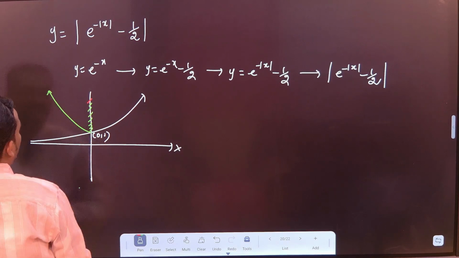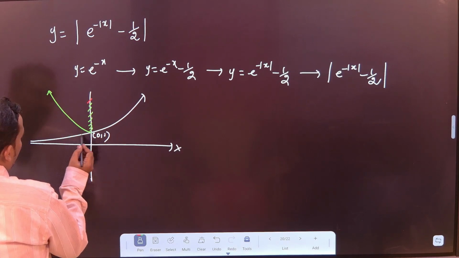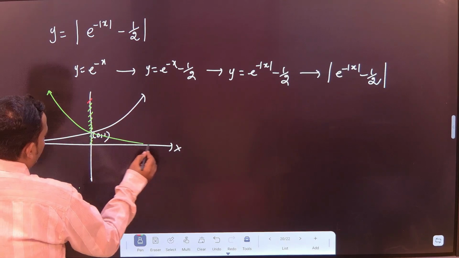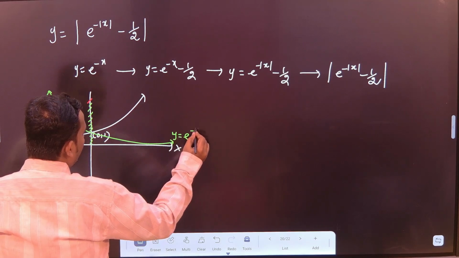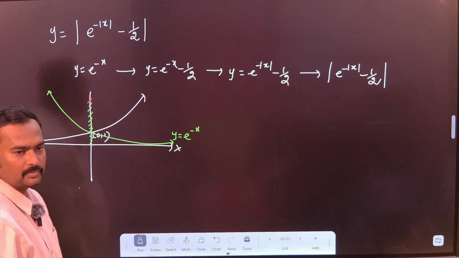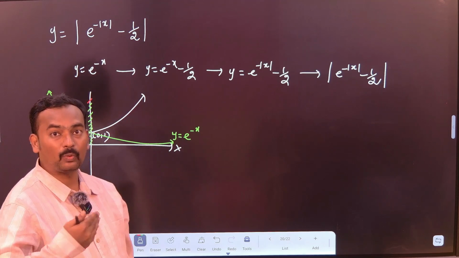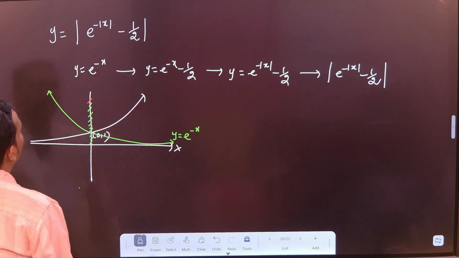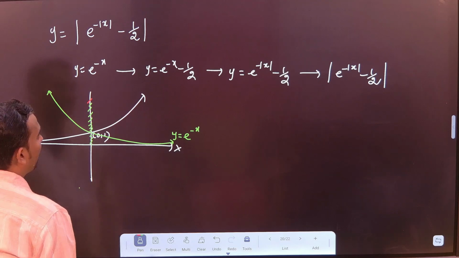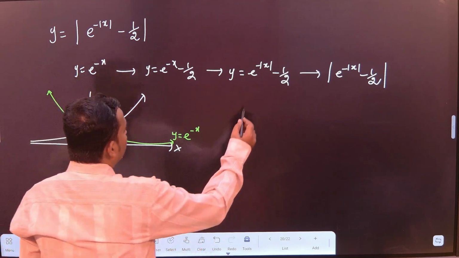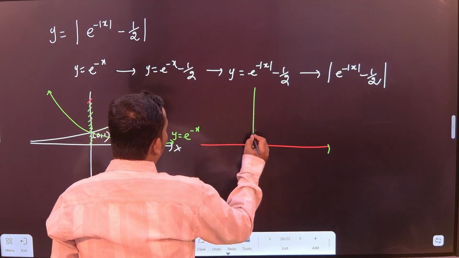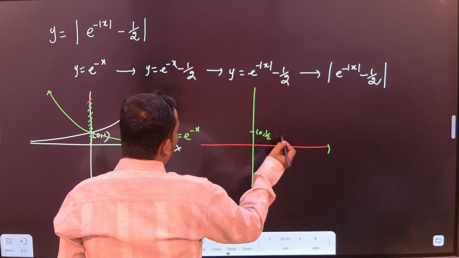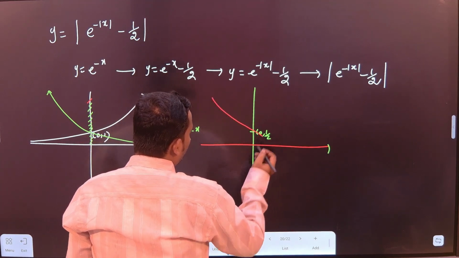This portion will come like this, and this will be coming like this. This is your y is equal to e power minus x graph. It's a decreasing graph, right? 1 by e power x, right? Okay, then how to draw the graph of e power minus x minus 1 by 2? So you have to shift the graph half unit. This is 0 comma 1. Let's take this is 0 comma 1 by 2.